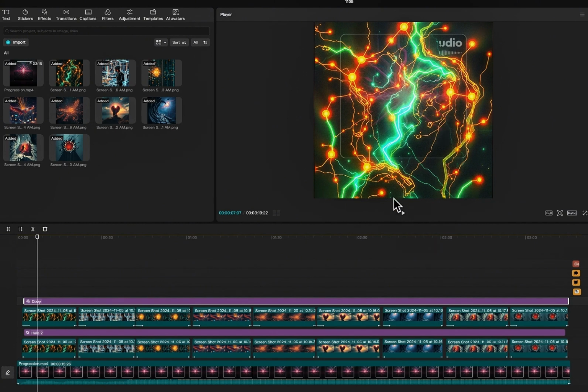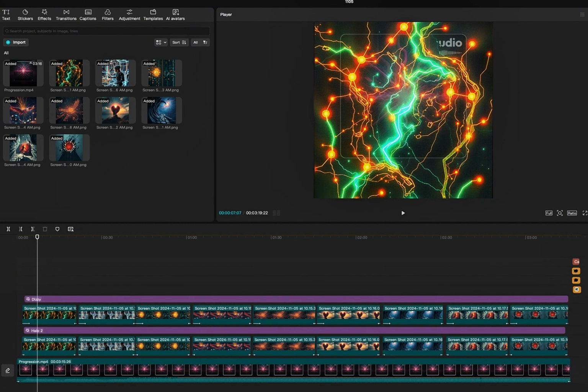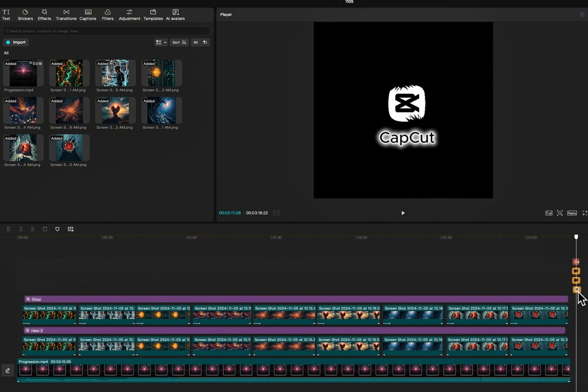And a lot of times I turn the opacity of the effects down, how much of the effect is going to happen on there. And also just something else kind of fun here.